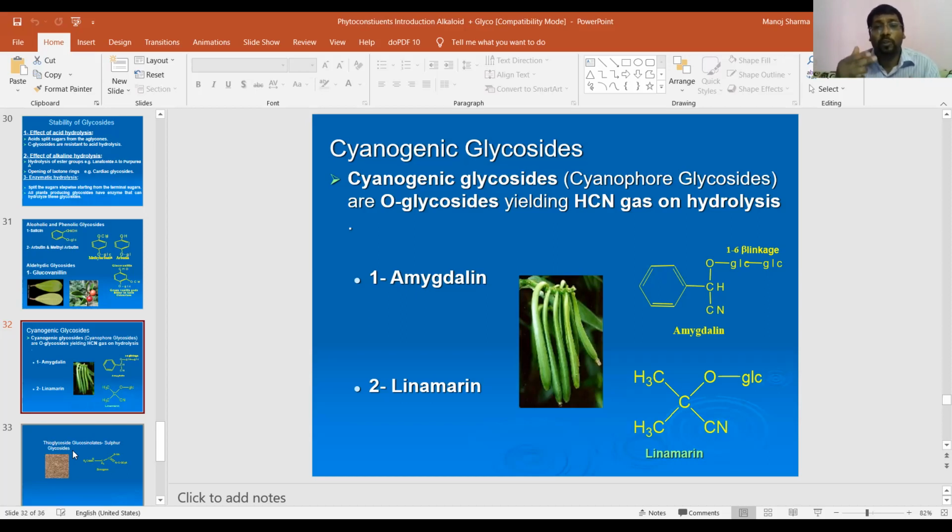Similarly, plants also have cyanogenetic glycosides, cyanophore glycosides, which are present in plants. These O-glycosides yield HCN gas on hydrolysis: amygdalin and linamarin. Now you can see the structure. From the structure you can find out what these plants will do: because the CN group is present, they can release it on hydrolysis. That is present in the aglycone portion. This is the 1,6 linkage, and you can see over here a disaccharide sugar is present, right?